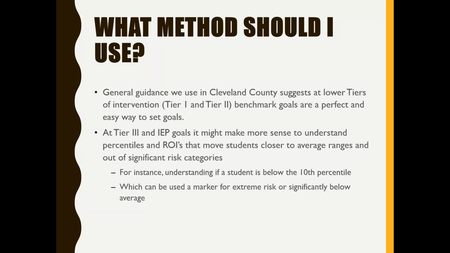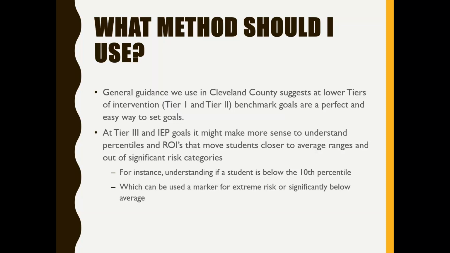And then, when we move a child to tier 3 and we're writing IEP goals, for instance, and again in Cleveland County, just to make sure you understand, tier 3 does not mean that they have an IEP. I'm just saying that I wouldn't want to see tier 3 goals written for a benchmark per se. They might make more sense to understand percentiles and the rates of improvement that move around that.